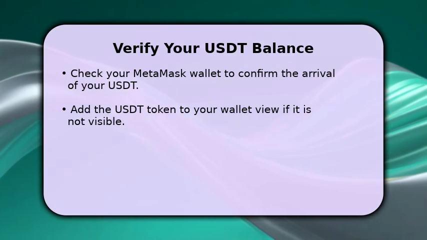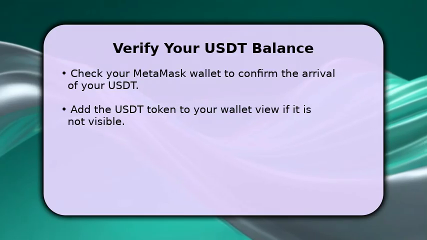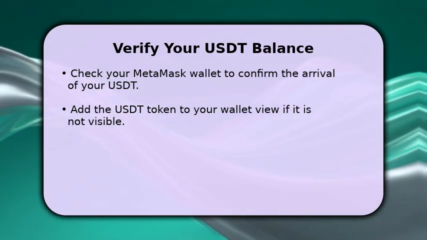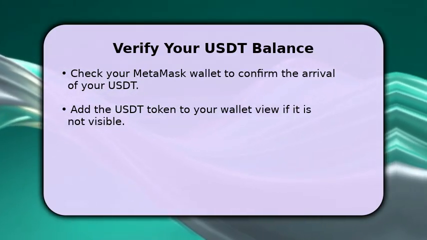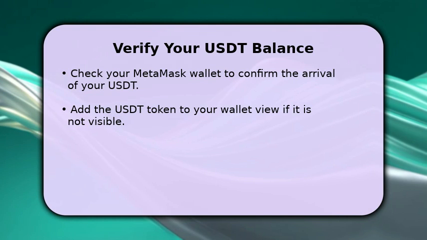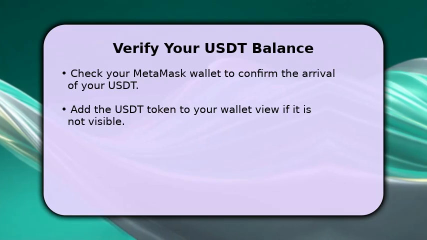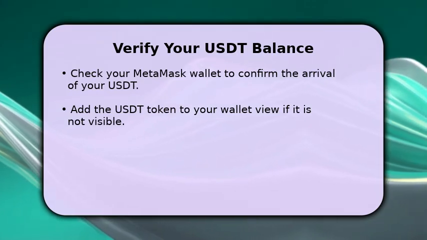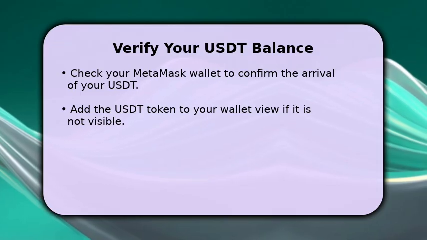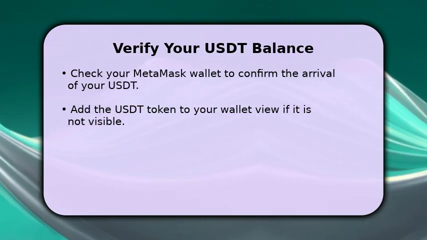After the transaction has been successfully confirmed on the blockchain, which may take a few moments, open your MetaMask wallet once more. Your newly acquired USDT should now be clearly visible within your asset list. If you do not immediately see it, you might need to manually add the USDT token contract address to your wallet for it to display correctly.